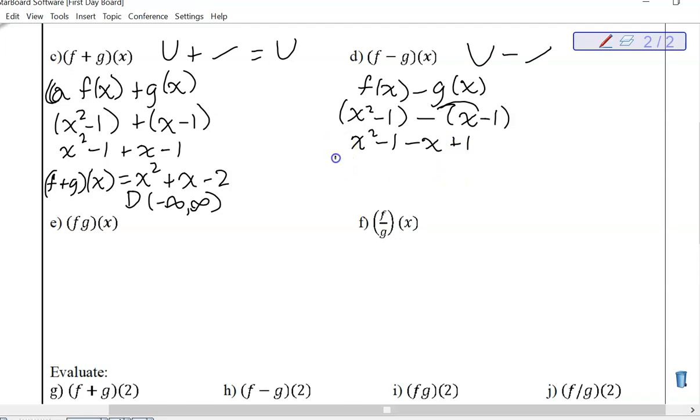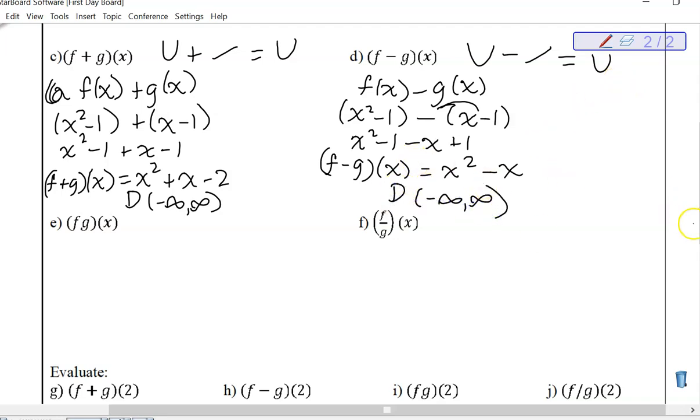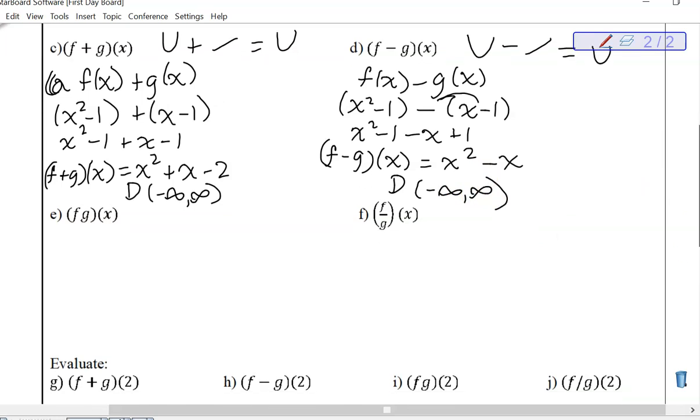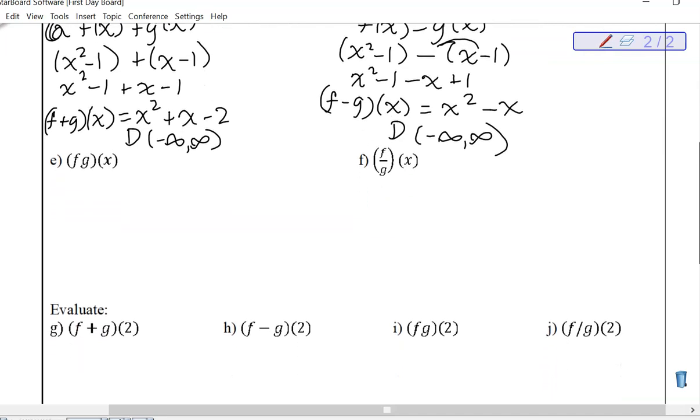And then we combine like terms. So (f − g)(x) equals x squared minus x. So what did we get? A new parabola. A parabola minus a line is also a parabola over a domain that is totally unrestricted. So adding parabolas and lines gives you parabolas. Subtracting parabolas and lines gives you parabolas.